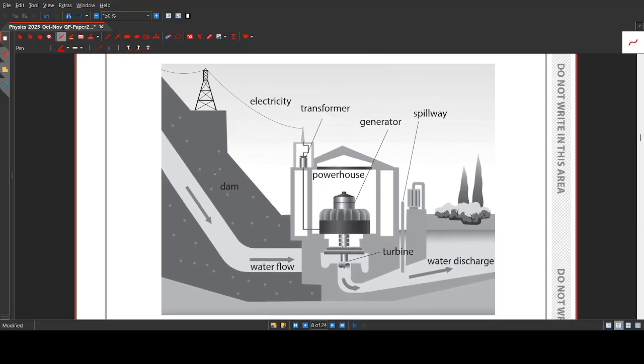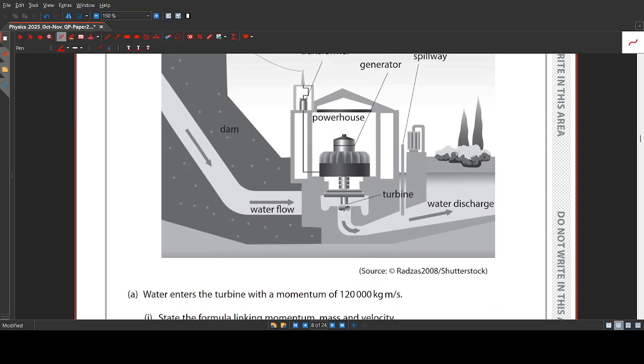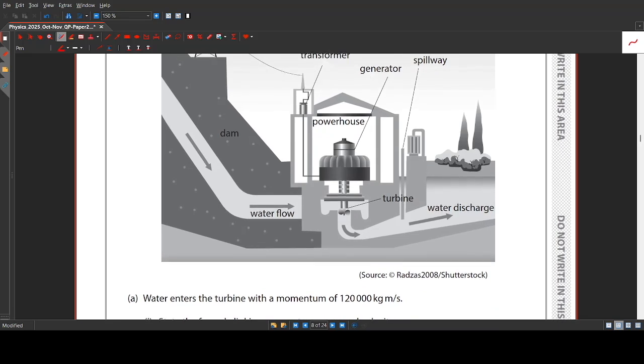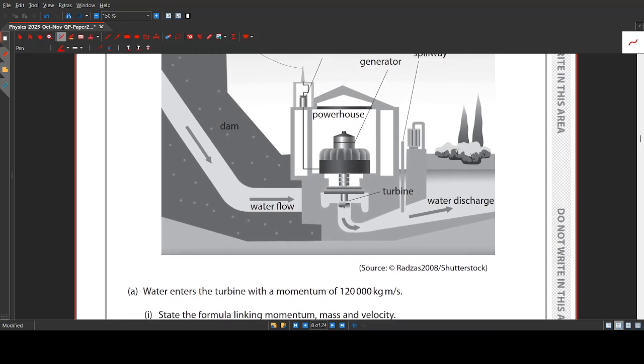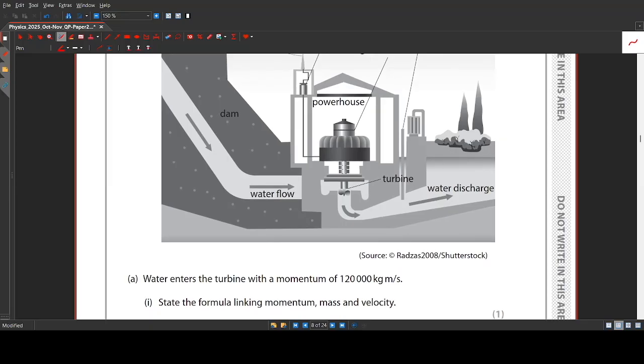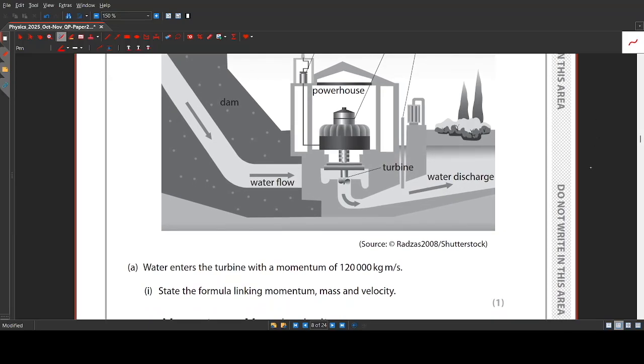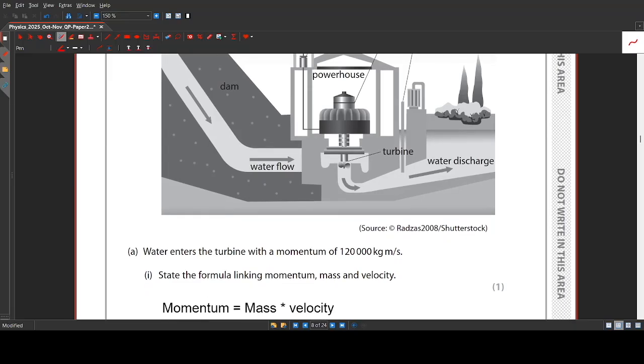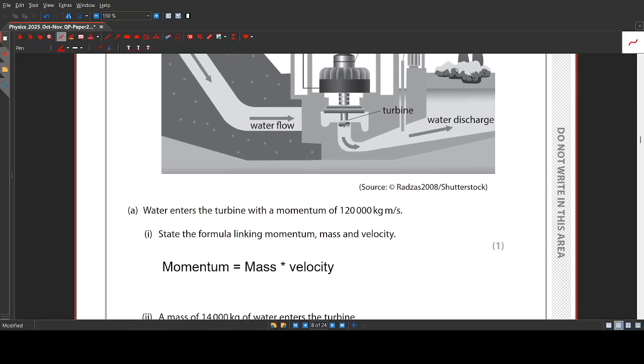We can see that we have got a dam over here. Water flows through the dam, goes all the way over here, and it runs through the turbine. And the turbine rotates, generating electricity over here. All right. Water enters the turbine with a momentum of 120,000 kg meters per second. State the formula linking momentum, mass, and velocity. So we all know about it, and we will obviously have to keep this one memorized, which is momentum equals mass times velocity.